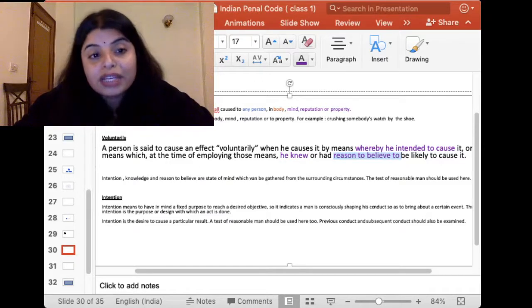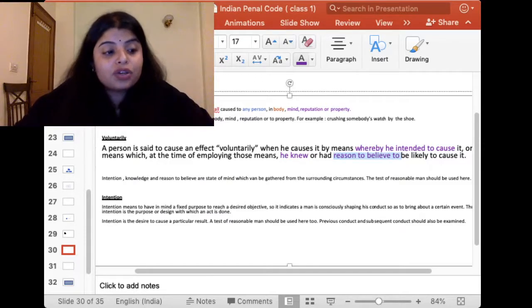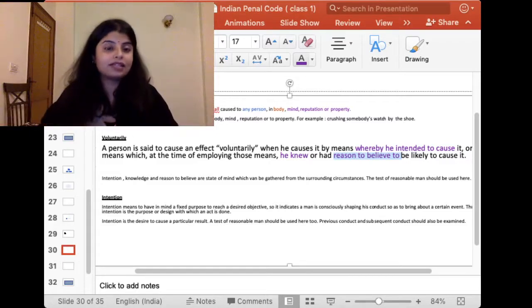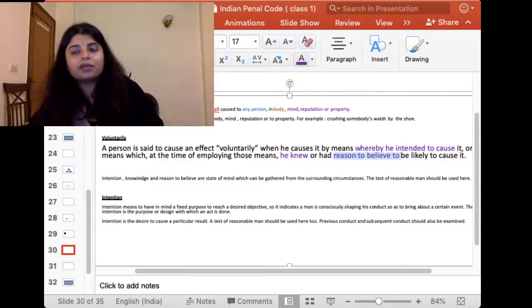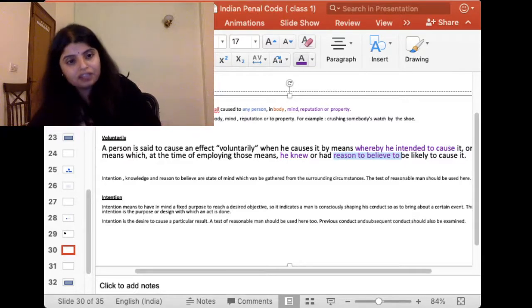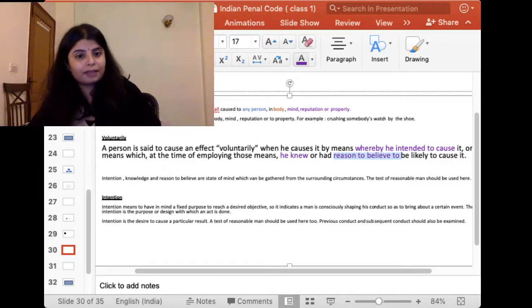Now, how do we get to know about this intention, knowledge whenever a case comes in front? So it's gathered from the surrounding circumstances: why would he have done that, what was the conduct before it, what was the conduct after it. So this is the way we gather this particular state of mind.